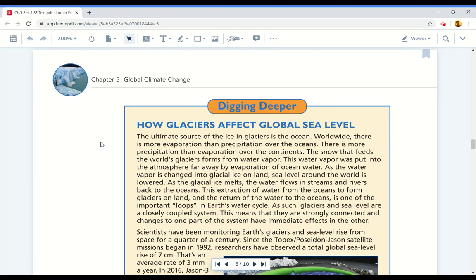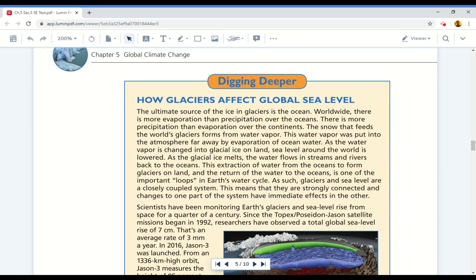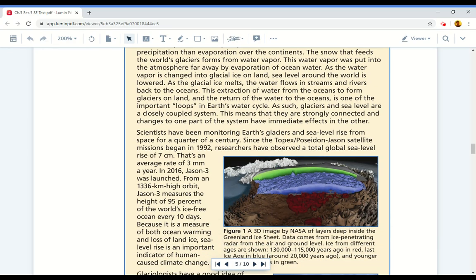The ultimate source of the ice in glaciers is the ocean. Worldwide, there is more evaporation than precipitation over the oceans. There is more precipitation than evaporation over the continents. The snow that feeds the world's glaciers forms from water vapor. This water vapor was put into the atmosphere far away by evaporation of ocean water.